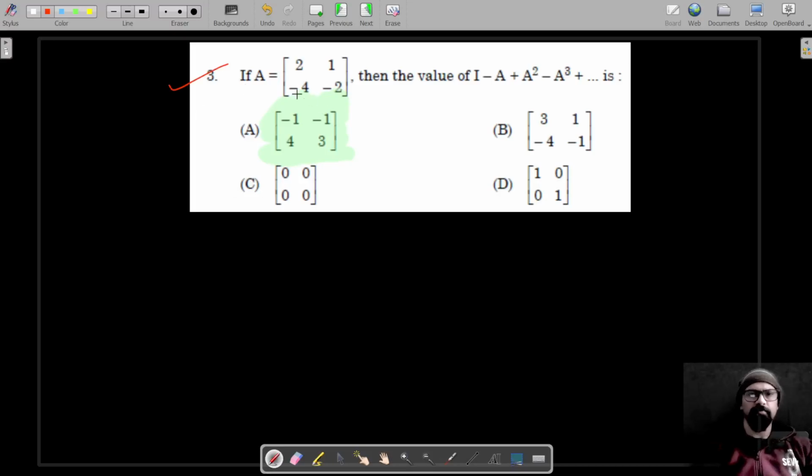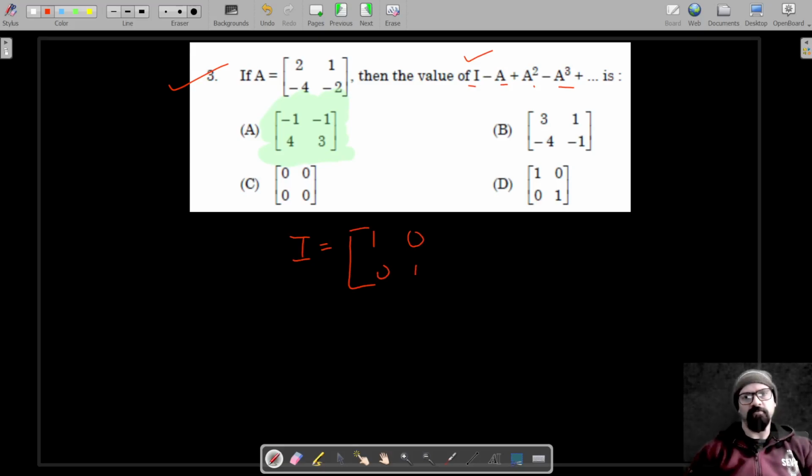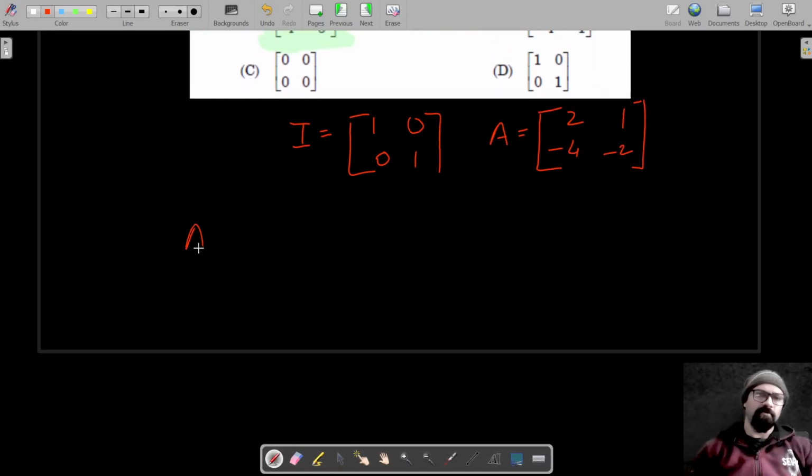Okay, for question number 3, A is a square matrix of order 2, and we have to find the value of I minus A plus A squared minus A cubed, and so on, where I is the identity matrix of order 2. So let's find out the values of A squared and A cubed first. I is an identity matrix of order 2, so the diagonal elements are 1 and all other elements are 0. So this is I. And A is given to us, which is 2, 1, negative 4, and negative 2. Okay, now let's find out A squared.